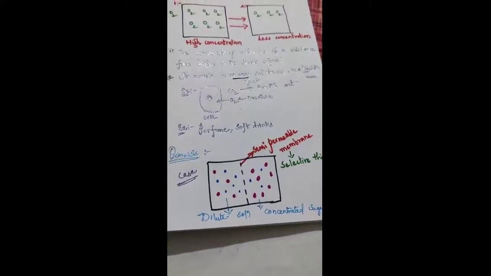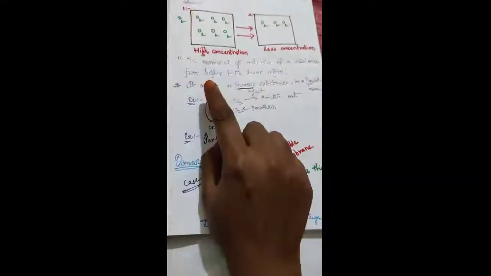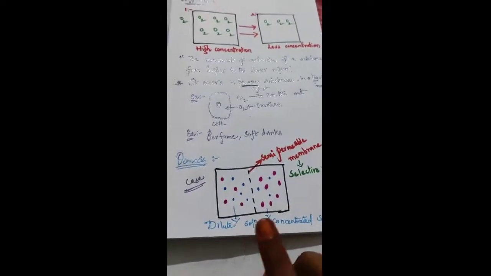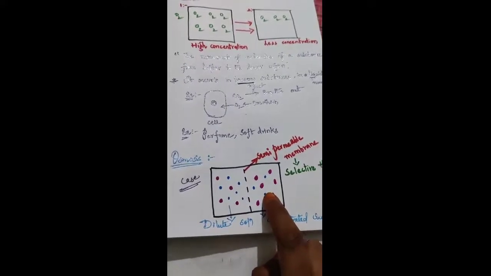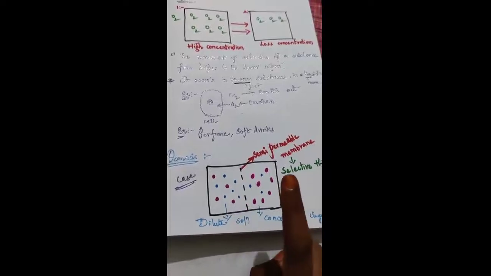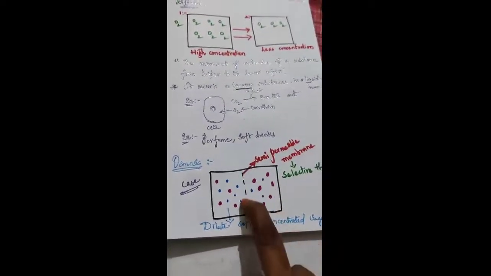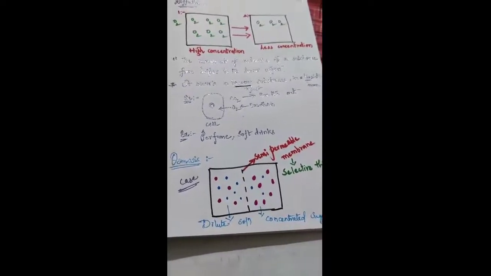So what happens in the osmosis process? Listen very carefully. What is diffusion? Movement of molecules from higher concentration to lower concentration, right? Here it is also the same thing. Diffusion happens. What is diffusion? Higher concentration to lower concentration, or dilute solution to concentrated solution, through a semi-permeable membrane. Understood what I am saying?